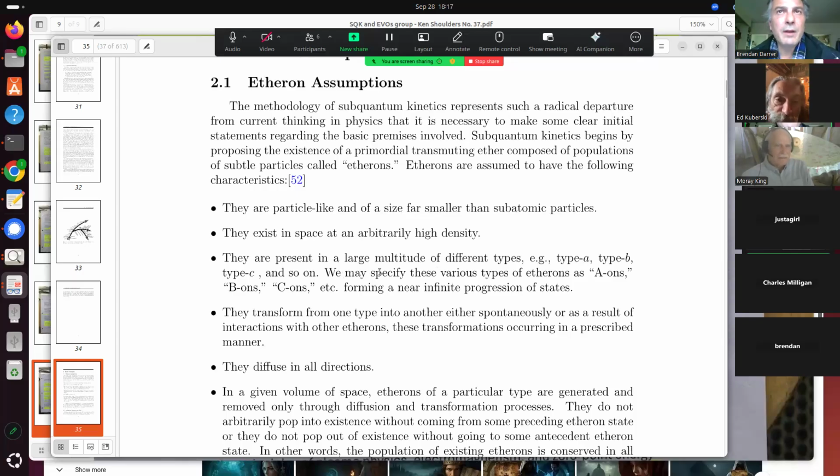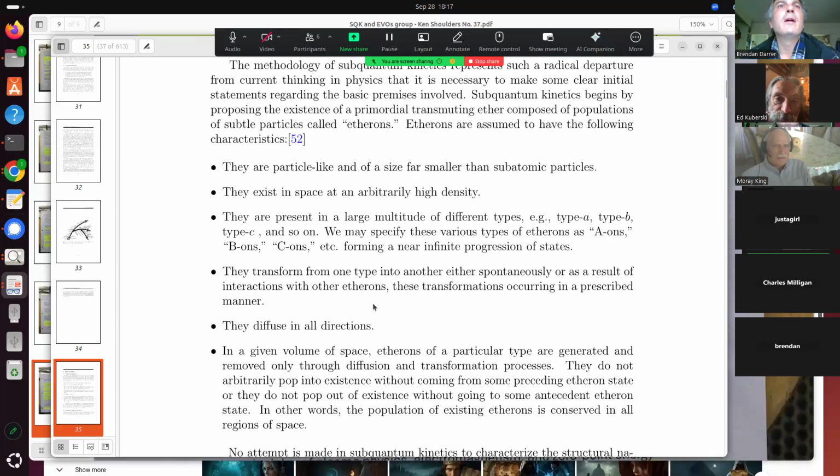We may specify that these various types of etherons, aeons, bions, ceons, etc., form a near infinite progression of states. They transform from one type into another, either spontaneously or as a result of interactions with other etherons. These transformations occur in a prescribed manner. They diffuse in all directions.